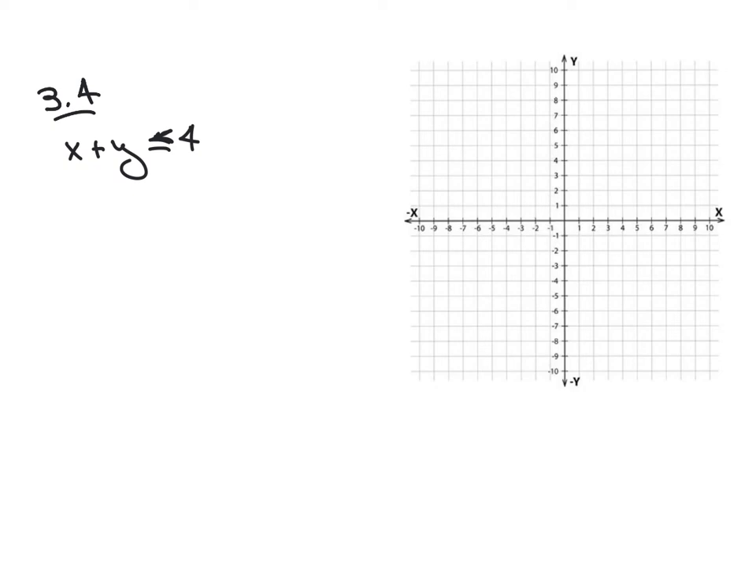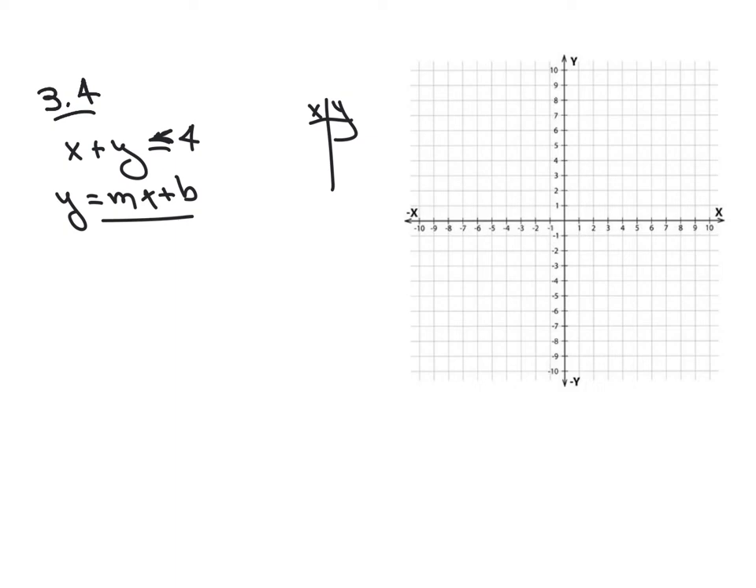So it says graph this. Well, for me to graph it, you've got a couple different options. You can use this, or you can set up into y equals mx plus b. I prefer this way myself. It gives me good practice, and I just find it easier to do that.